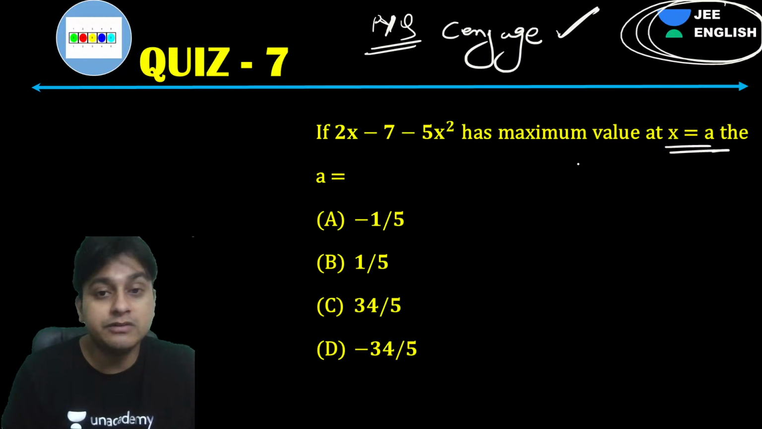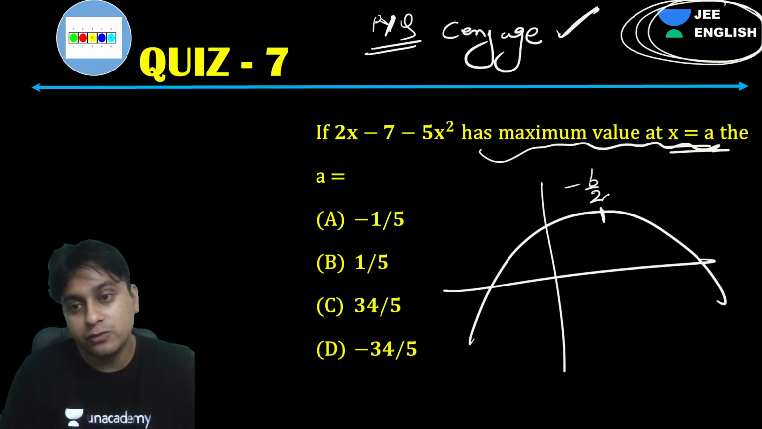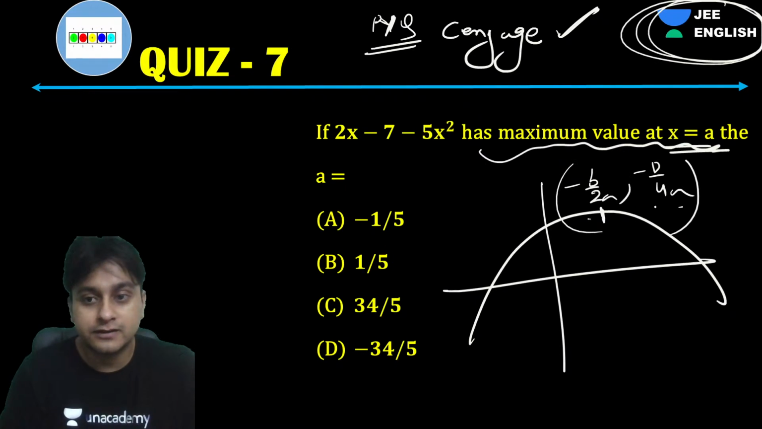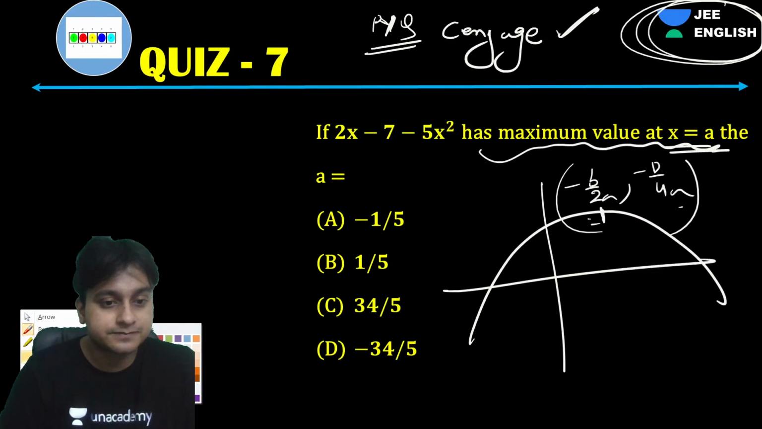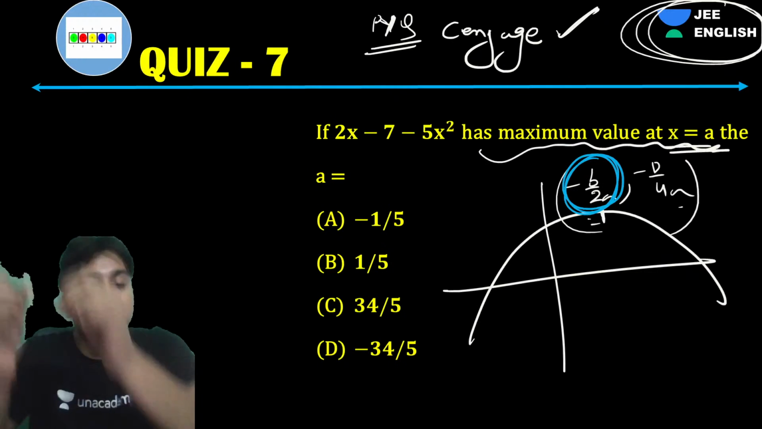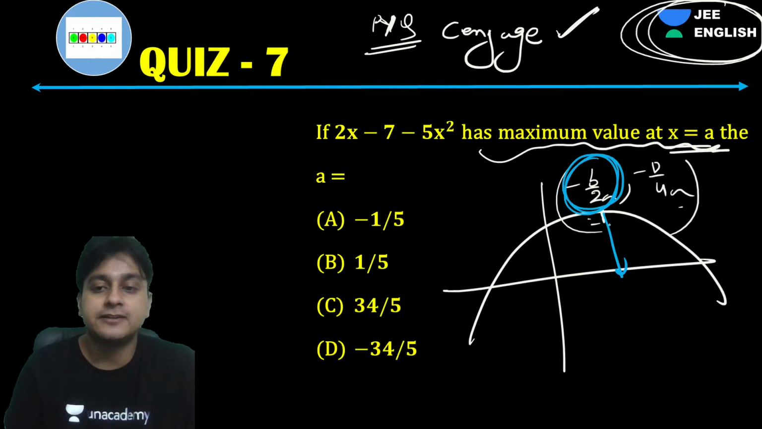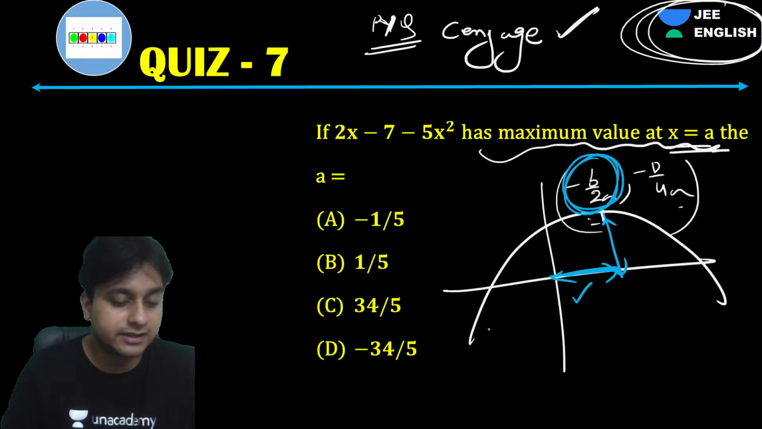They are not asking you the height, they are asking the maximum value at which x. What I told you, for any parabola, this is the x coordinate, minus b by 2a, comma minus D by 4a, right? They are asking this value, minus b by 2a, at which x you are getting that. They're not asking you the height. They're just asking you this length. This is what they're asking.